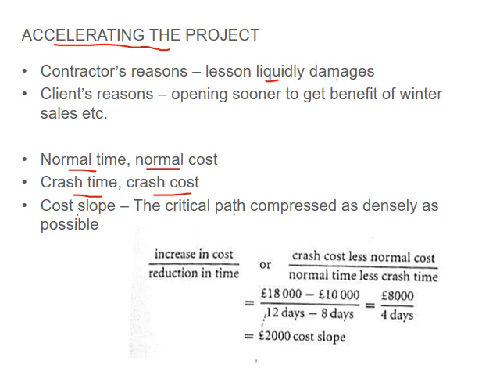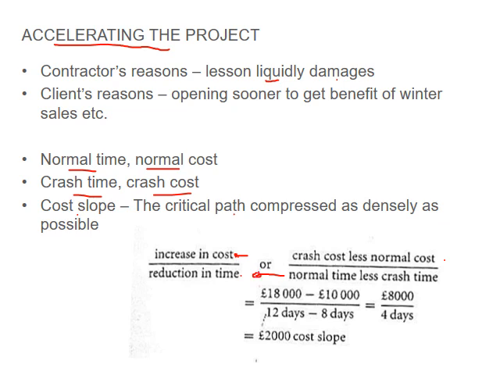Basically you can calculate your cost slope by having your increase in cost over your reduction in time. Your crash cost less your normal cost gives you your increased cost, and your normal time less your crash time gives you your reduction in time.